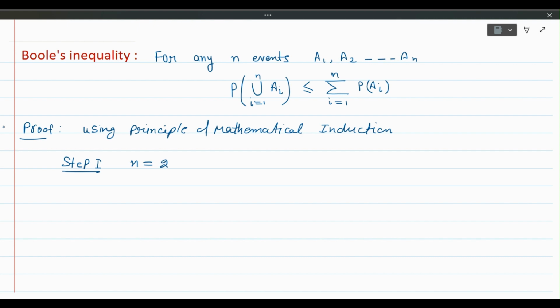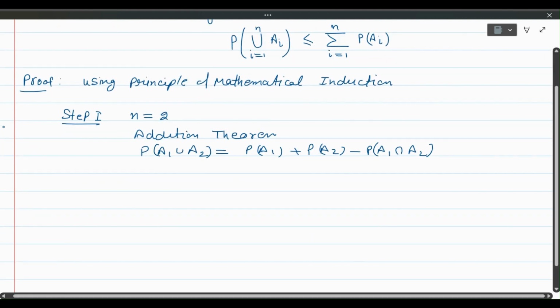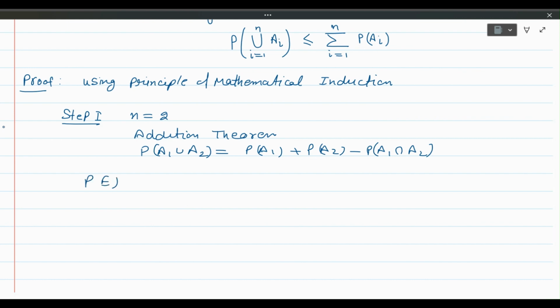So according to the addition theorem, probability of a1 union a2 is equal to probability of a1 plus probability of a2 minus probability of a1 intersection a2. And we know by the axiom of probabilities that the probability of any event is always greater than or equal to 0.